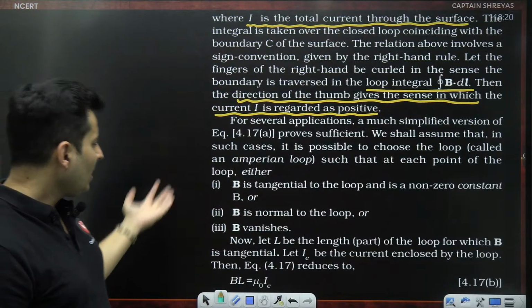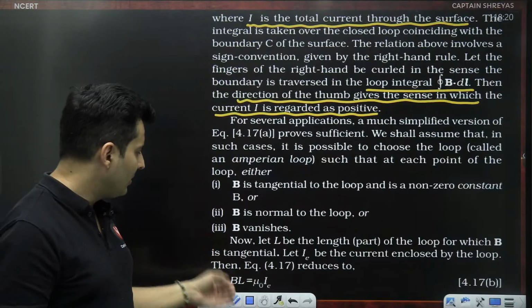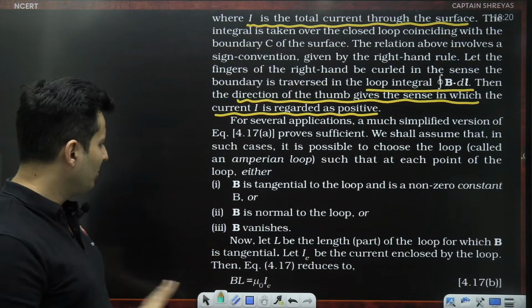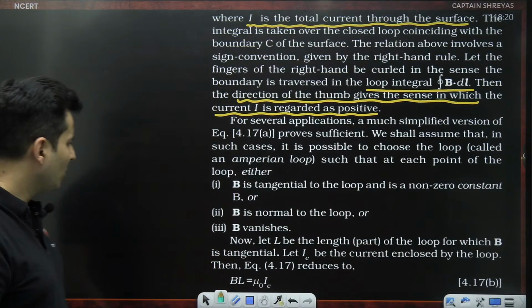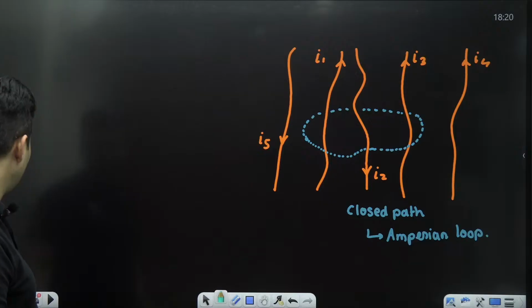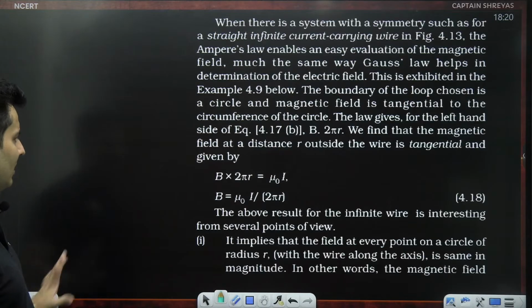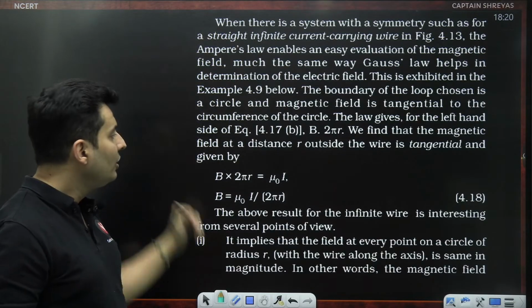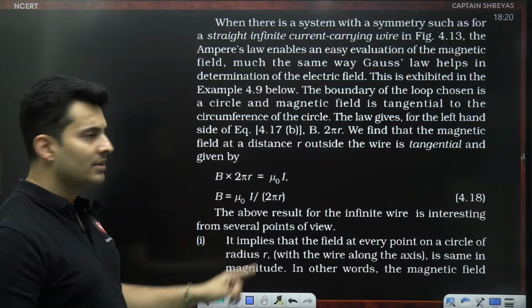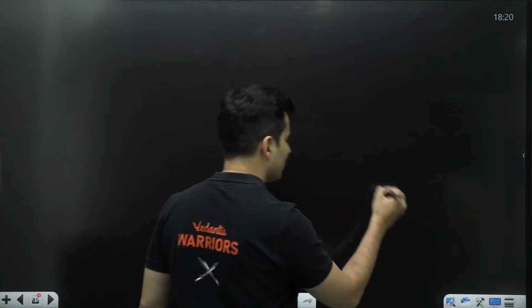Now they have also given a simplified version of Ampere's law, but that is not needed actually most of the time. They write B into L is equal to mu naught into current. Don't worry about it so much. That's the simplified version, so I'll explain what that simplified version is in a bit. Hold on. And then they derive the magnetic field due to a long wire which is carrying current. So what do they mean by this?